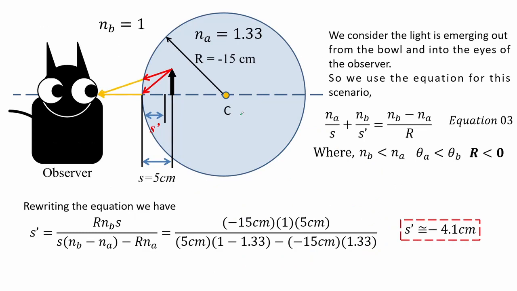So we use equation 3 with the conditions for the scenario where index b is less than index a and radius is negative. Rewriting the equation to solve for the distance of the image as perceived by the observer, we get that it is about 4.1 cm as perceived by the cat.